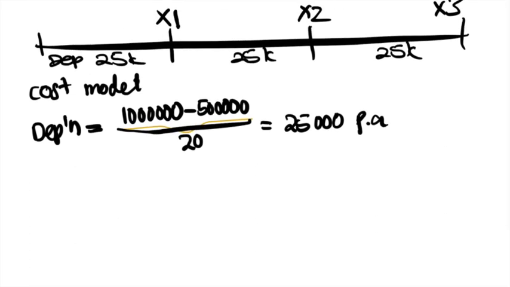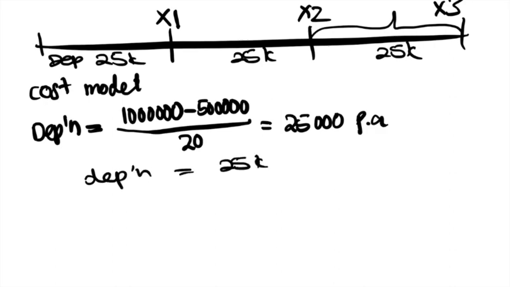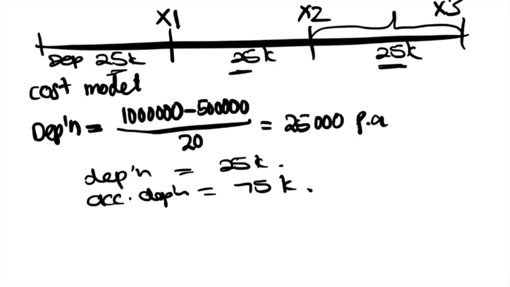So if we're looking at the year X3, let's just focus on the year X3 for a moment. We would have depreciation in the current year of 25,000. Then we would also have accumulated depreciation, which would be the sum of the 3 years, which would be 75k. The other thing we would have is the property cost account, and that would be sitting at 1 million.